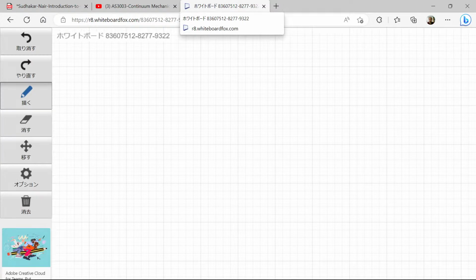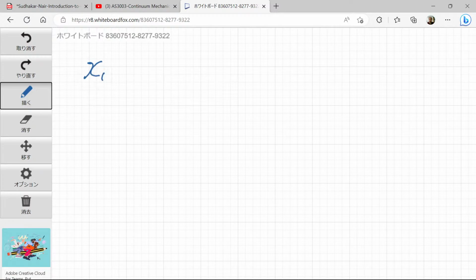We want to know a curve, the curve described by this equation: x1 dx1 minus x2 dx2 equals 0, right? Then we assume this is a function of some parameter.